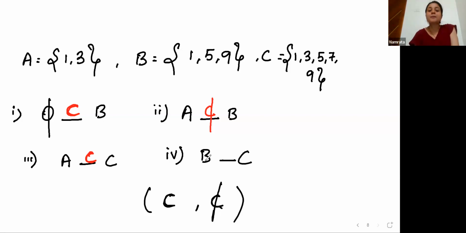Let's do the fourth one. B is a subset of C or B is not a subset of C? It is a subset of C. Exactly. B is a subset of C because 1 is there in B, 1 is there in C. 5 is there in B and 5 is there in C. 9 is there in B and 9 is there in C also. So if all the elements of B are there in C, then B is a subset of C. Let's do a few more questions from here, quite trickier questions.